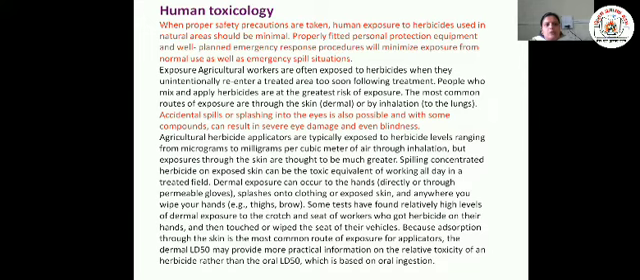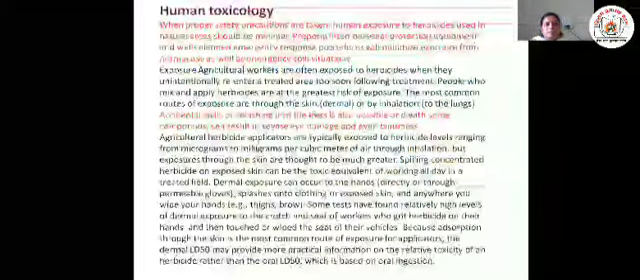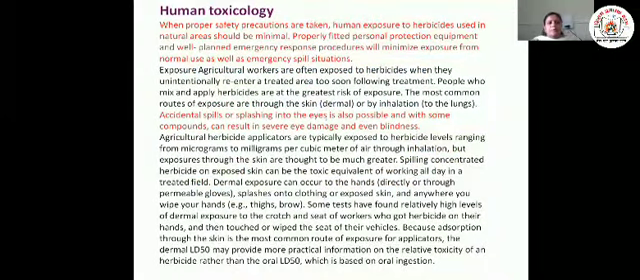Human toxicology. When proper safety precautions are taken, there is no problem with human exposure to herbicides. Usually exposure in natural areas should be minimized. We can minimize it by taking precautions. Properly fitted personal protection equipment and well-planned emergency response procedures will minimize exposure from normal use as well as emergency situations.